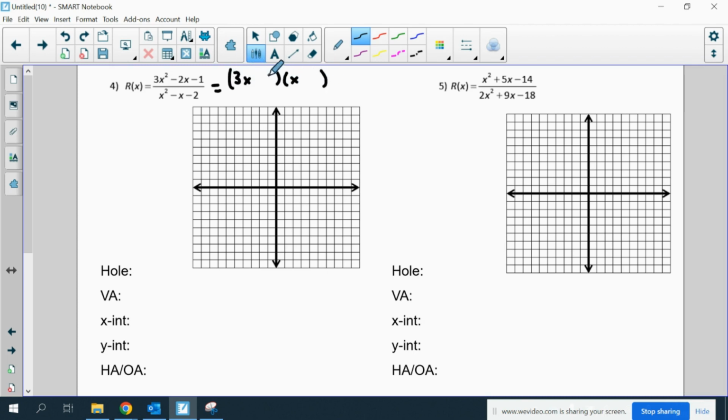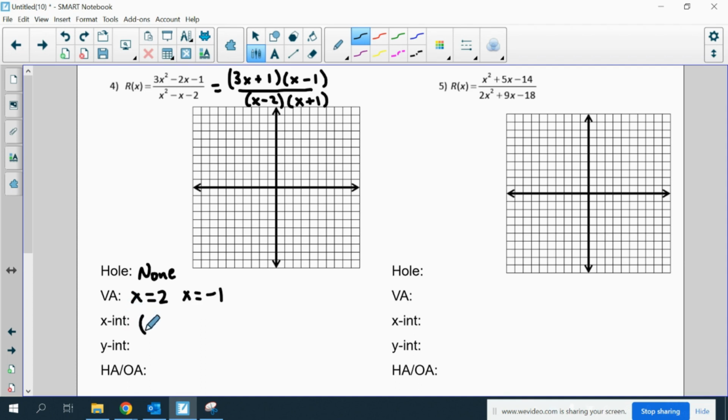So if we factor the numerator, we get 3x and 1 and then x and 1. So I would have to put a minus here and a plus here in order to make things work. Then the bottom factors to x minus 2, x plus 1. So once again, there's no hole. There are 2 vertical asymptotes at 2 and -1.